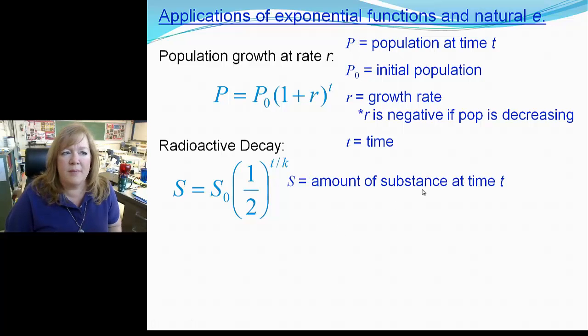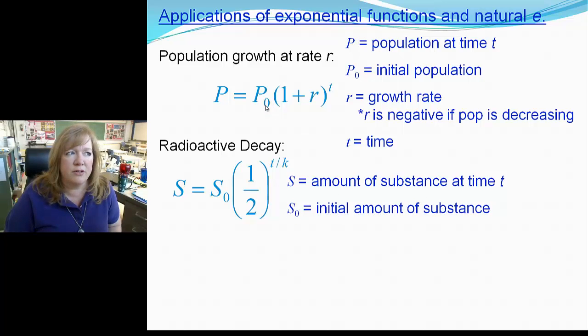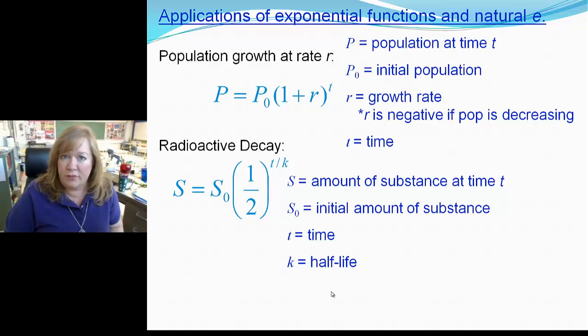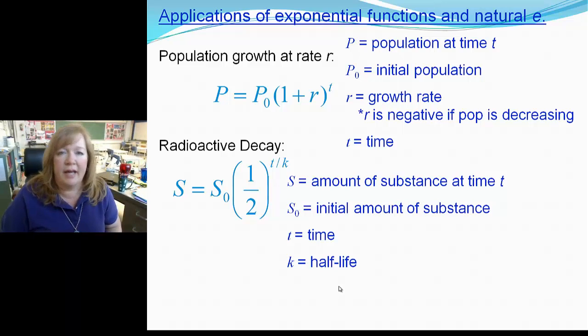S is going to be the amount of a substance at time T. S sub 0 is the initial amount of substance. If you get used to these little sub-zero things, it'll make your life easy. That's always something that starts out. It's the initial value, the starting value. 1/2 is, of course, 1/2 because it's decreasing at a rate of 50%. 1 minus 0.5 is where the 1/2 comes from. T is time, and K is the half-life. This will be important when we get to the archaeological dig project, if we do it. It's kind of interesting.